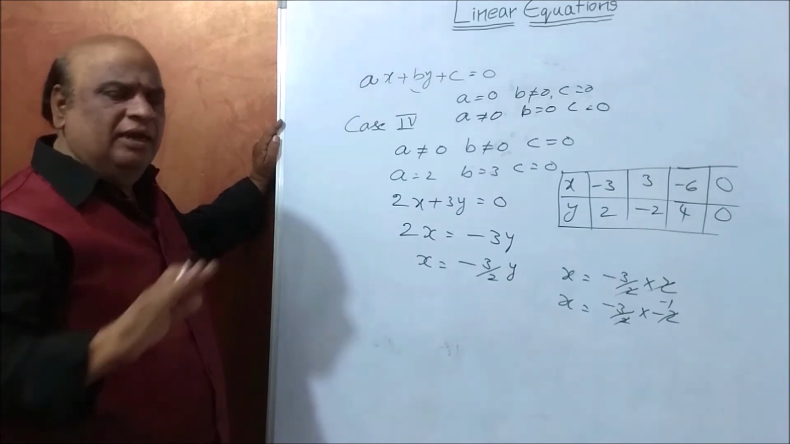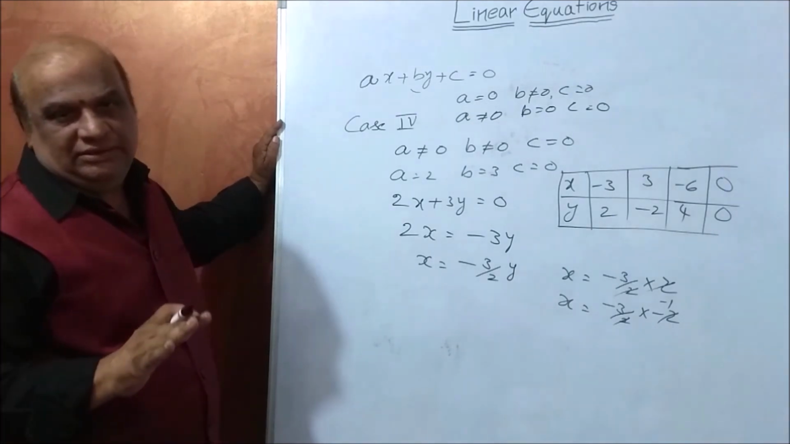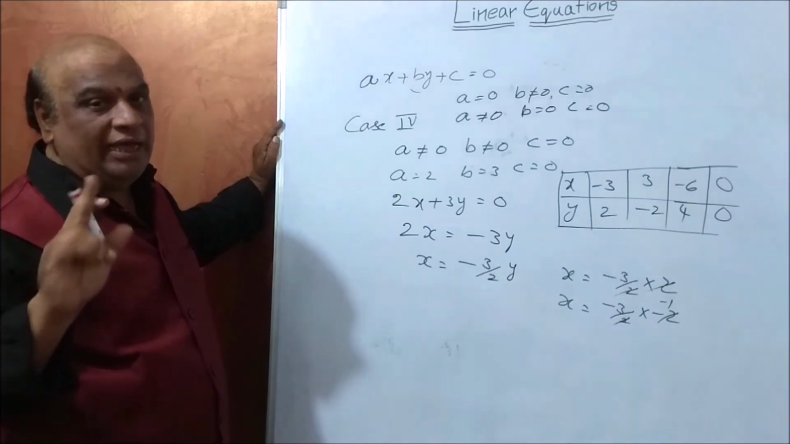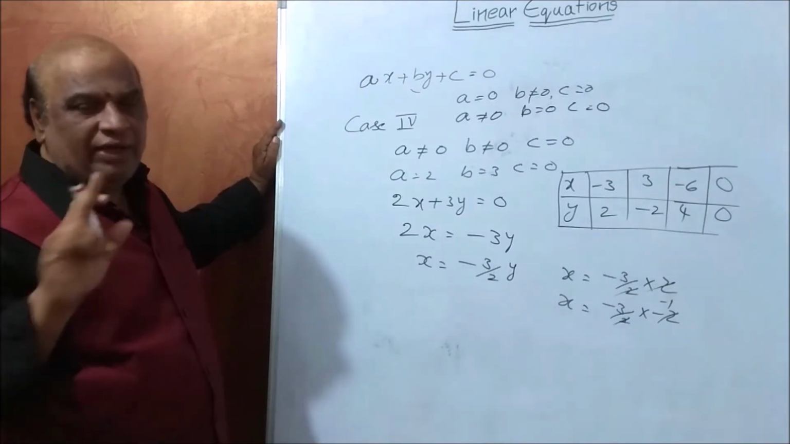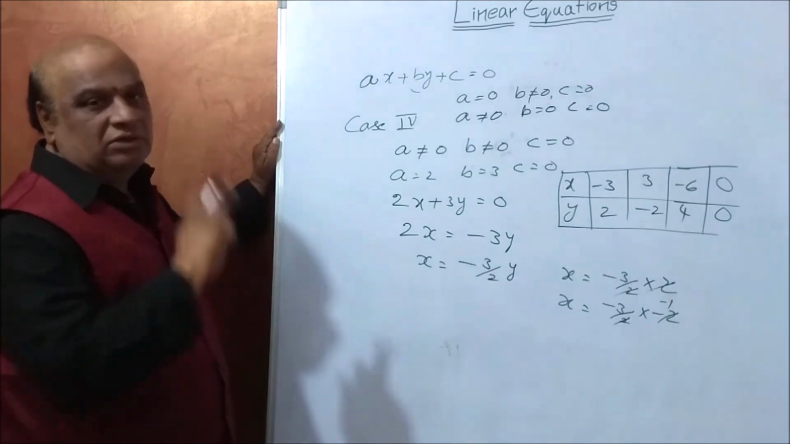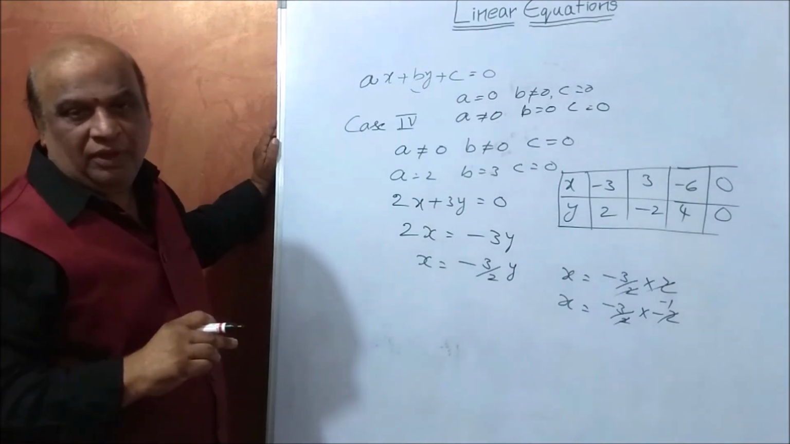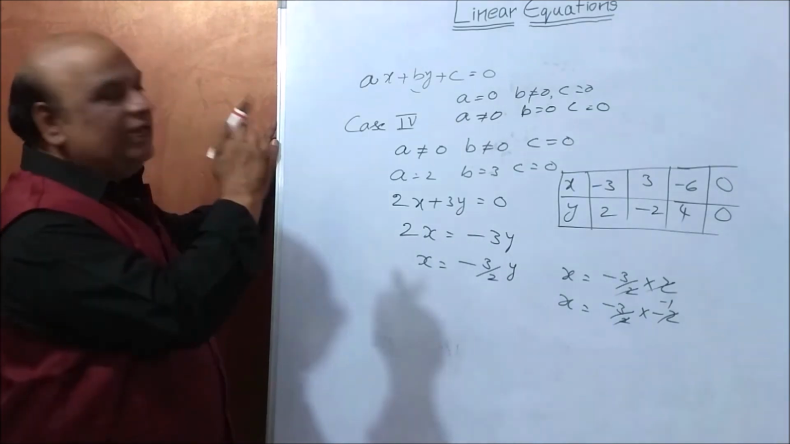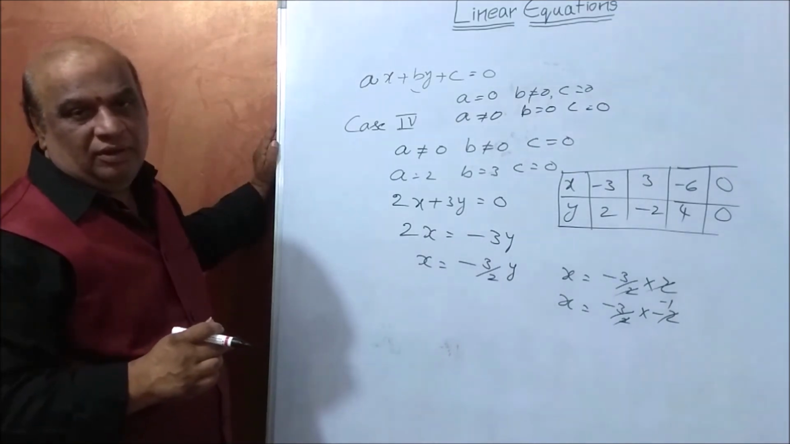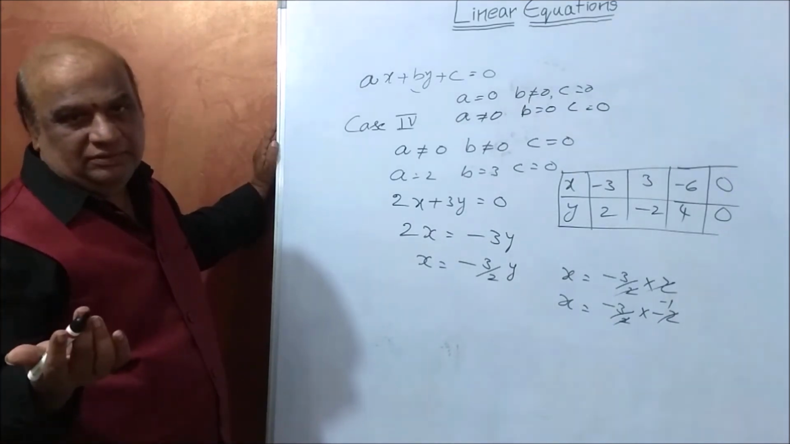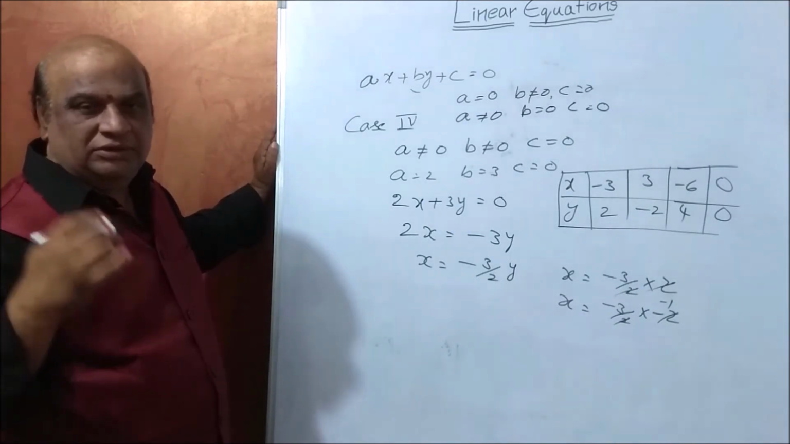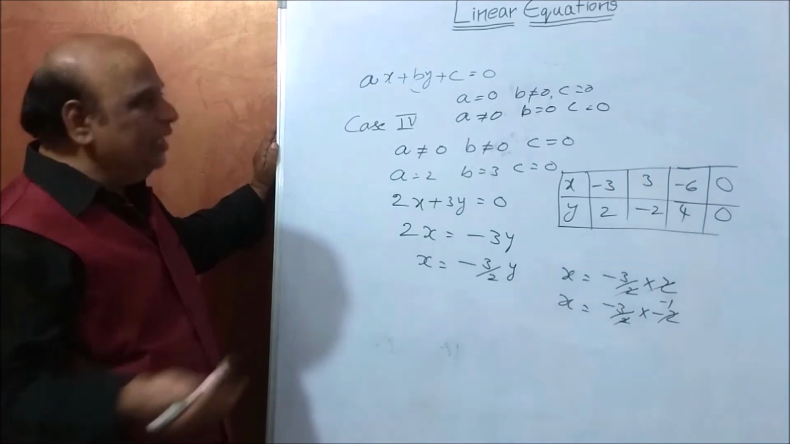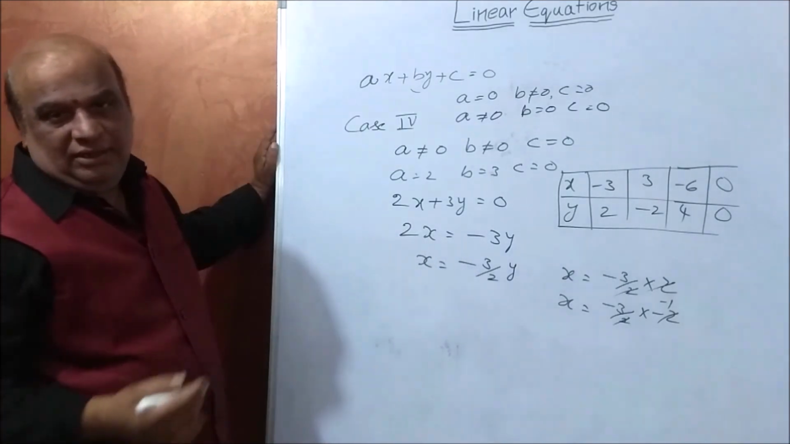Ultimately, in all cases, we can show a line. This is the important concept. That's why I want to explain this concept in this video. Why is this a linear equation? What is the reason? I hope that we are clear about this concept.